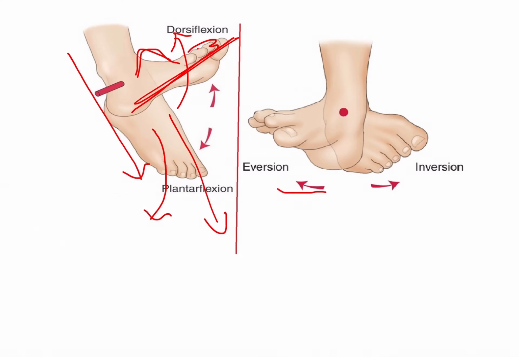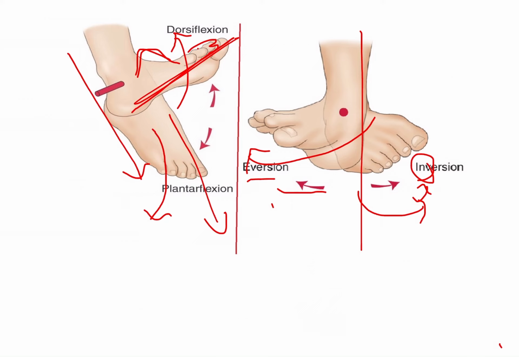Eversion means you evade the body, you evade the midline, right? And inversion means you roll it in towards the midline, right? So if you were to roll your ankle and it was an inversion, you had rolled your ankle towards the midline of the body. And if you had rolled your ankle out away from the body, you evaded the body's midline or you everted the ankle.